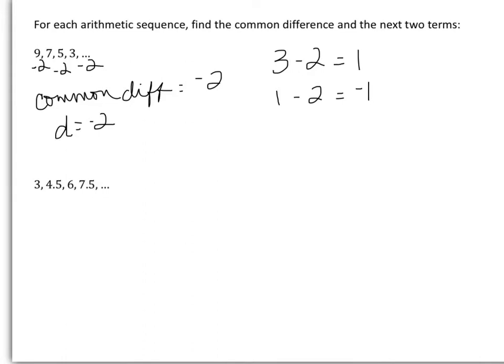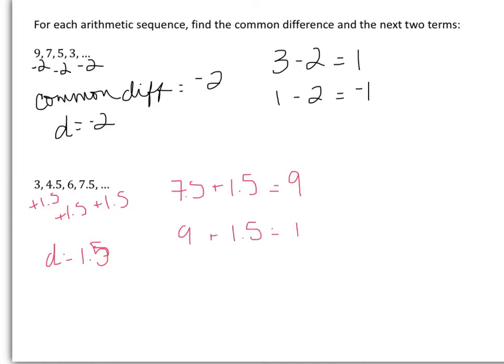Taking a look at the second one, we need a common difference again. So from 3 to 4.5, we add 1.5. From 4.5 to 6, we add 1.5. From 6 to 7.5, we add 1.5. So the common difference here is 1.5. So when we find the next two terms, that's 9. And then 10.5.